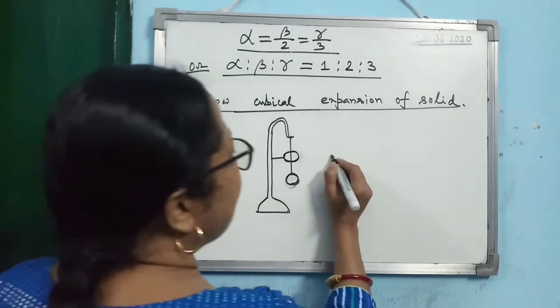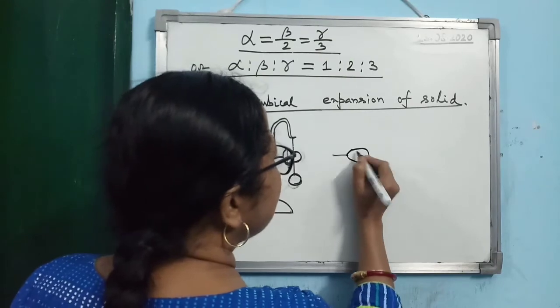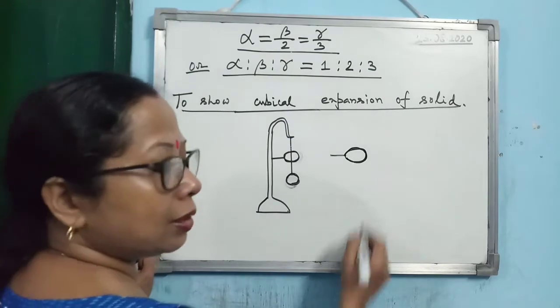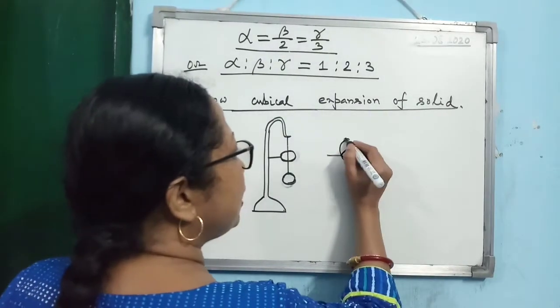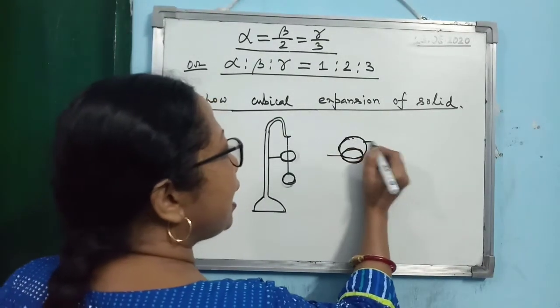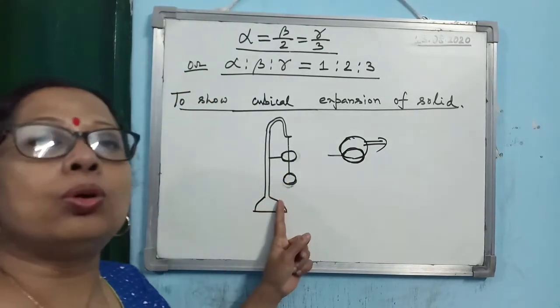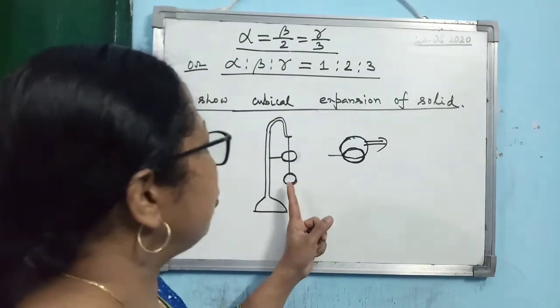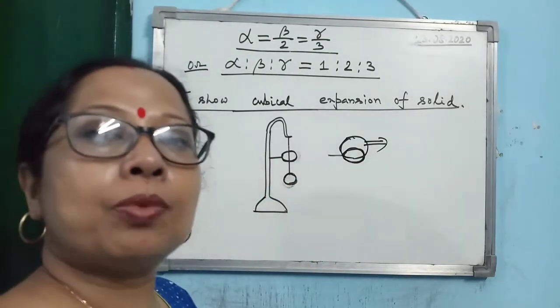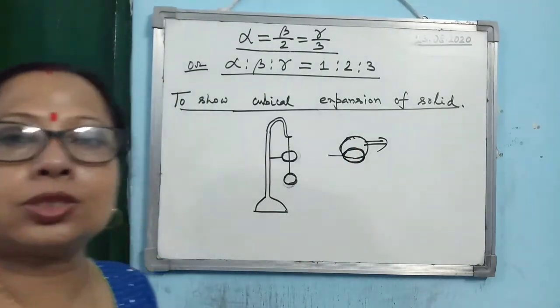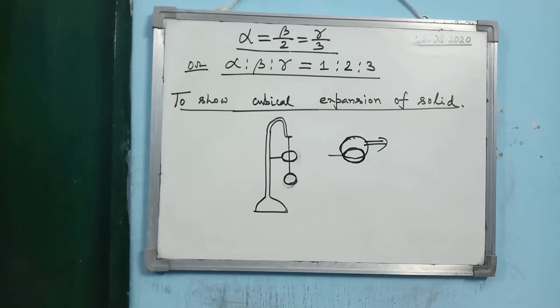Now you heat up the solid ball separately, not the ring, and then you put it on the ring. Then you will see that it will not be able to pass through the ring as it did when it was cold. What does it mean? When you have heated the ball, the size of the ball has increased, so it is unable to pass through the ring. So this is the simple experiment by which you can demonstrate the cubical expansion of a solid.